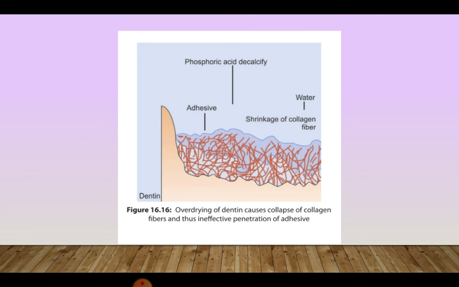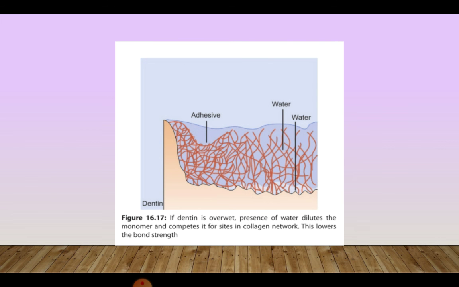Now over drying of the dentine. This figure shows how over drying of the dentine causes collapse of collagen fibers and thereby ineffective penetration of the adhesive. And this figure shows that on the other hand, if the dentine is over wet, the excess water dilutes the monomer and therefore competes with it for sites in the collagen network. This means proper penetration of the adhesive resin is not possible, and therefore this will lower the bond strength.